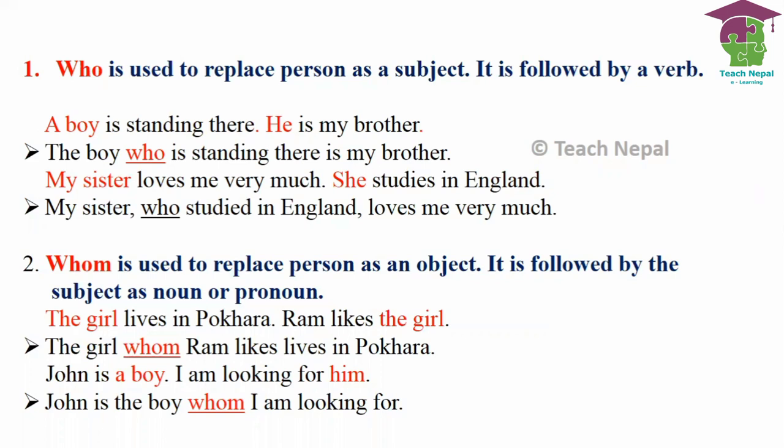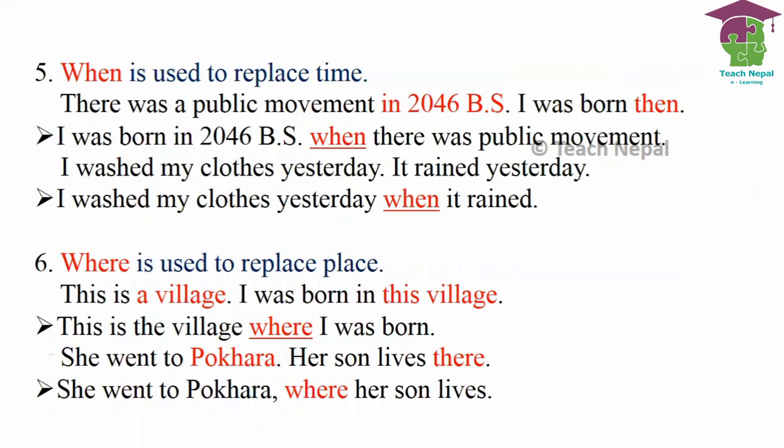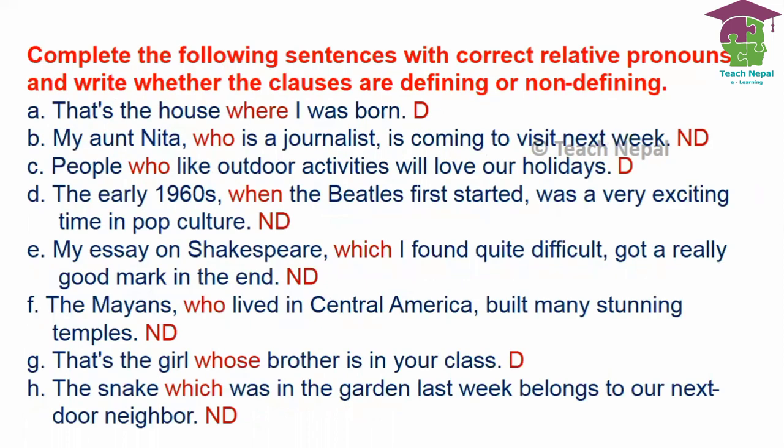So who, whom, whose, which, where, that, these kind of relative pronouns are used to form relative clauses. Yasma chai hamilai main bhaneko chai you need to be able to find out whether some relative clauses are defining or non-defining, right? How to find out whether that is defining or non-defining? If there is extra information and if it is separated by comma or parenthesis, that's what you call non-defining. And if there is no comma, simply the use of relative pronoun to join the two sentences, that's what you call defining, right? So here it is the textbook exercises you have been given.